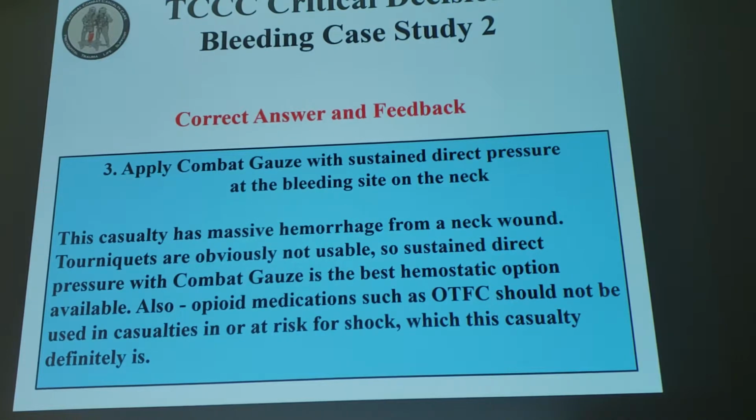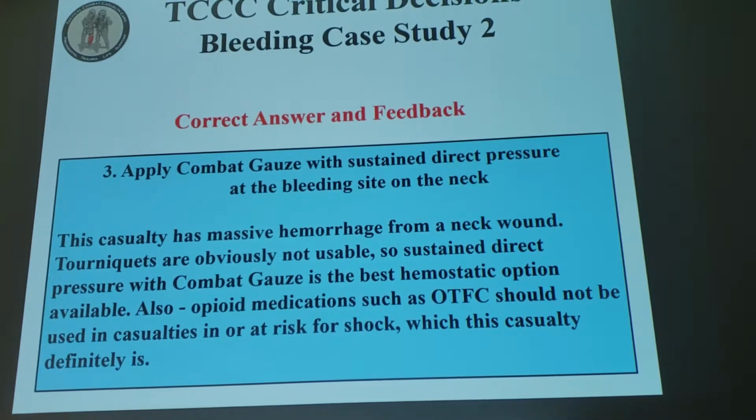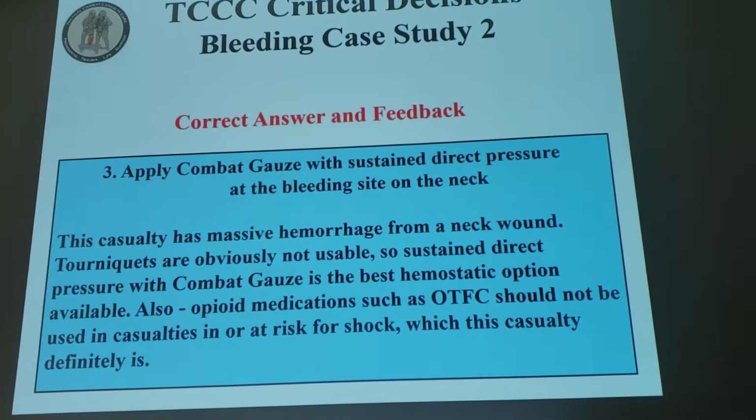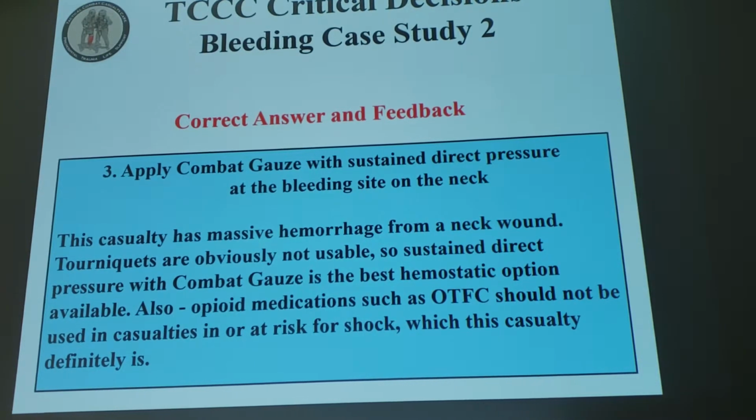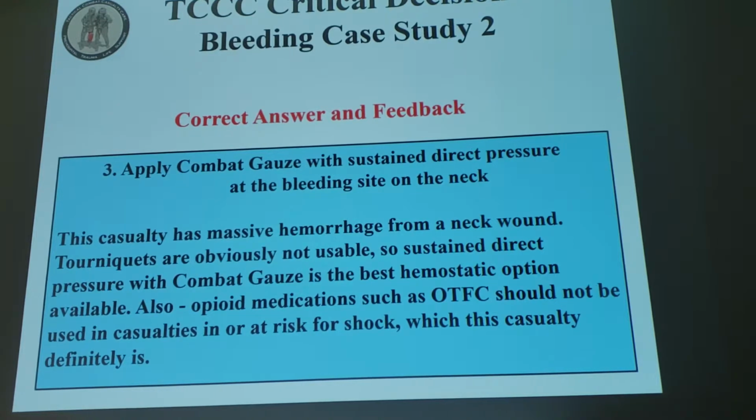This casualty has massive hemorrhage from a neck wound. Tourniquets are obviously not usable, so sustained direct pressure with combat gauze is the best hemostatic option available. Also, opioid medications such as fentanyl lollipops should not be used in casualties in or at risk for shock, which this casualty definitely is.